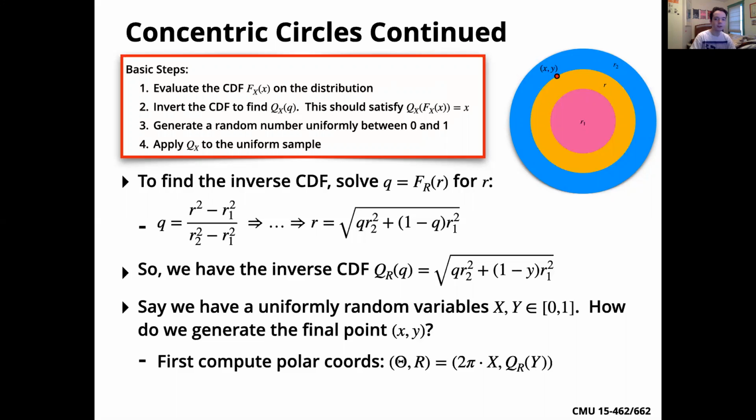The radius, however, is really what we needed to deal with here. That is why we needed to go through this whole routine of building the CDF, inverting it, generating a random number, and applying it to the uniform sample. So those 4 basic steps are pretty solid. Feel free to refer to them. Okay, so we have it in polar coordinates. The last step is just to convert these into normal coordinates. So now all we need to do is r cosine theta, r sine theta to convert from polar coordinates to Cartesian coordinates.